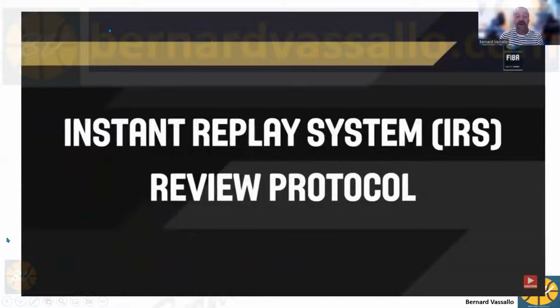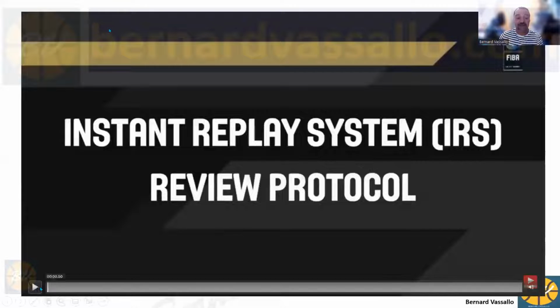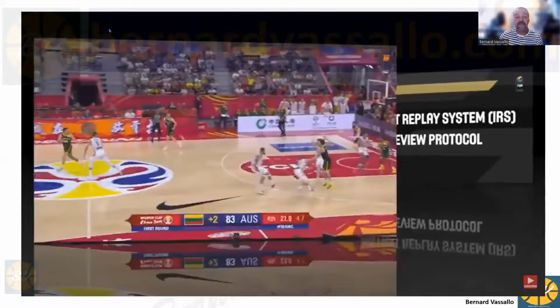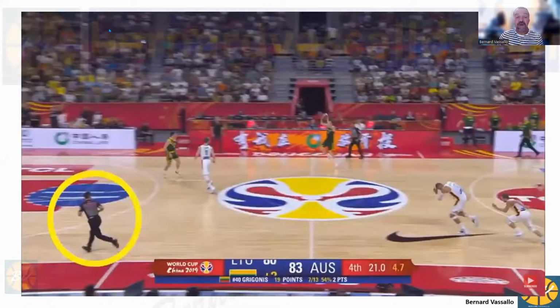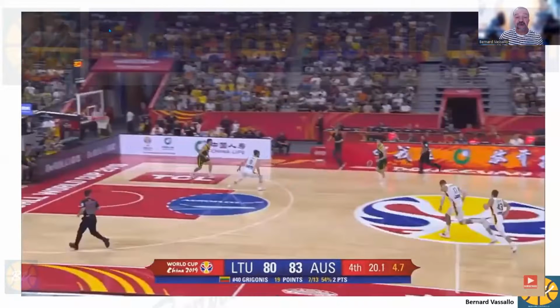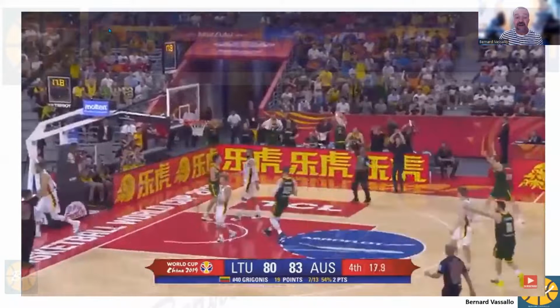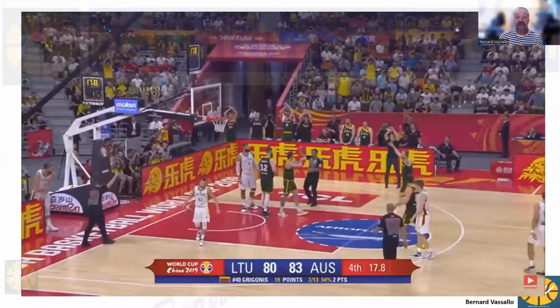Now we're going to see a small example on the usage of the instant replay system. Let's look at this video and analyze it accordingly. We've got the action here. The referee that's going to take a decision is circled in yellow. The referee makes a call, as you could see here.